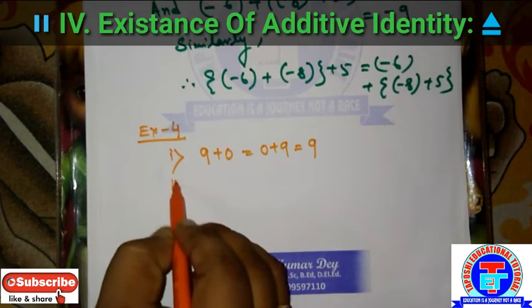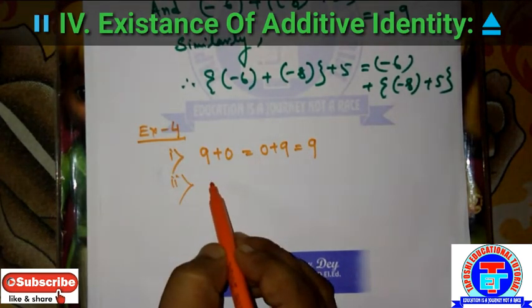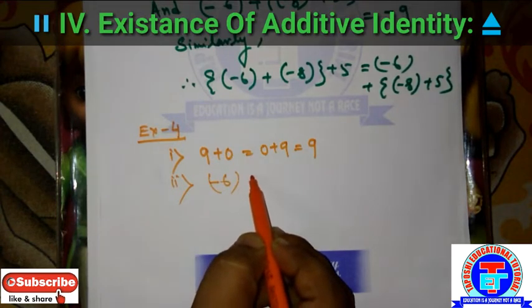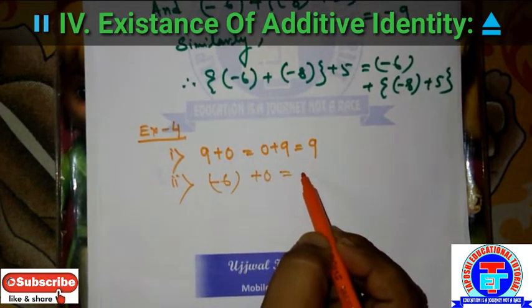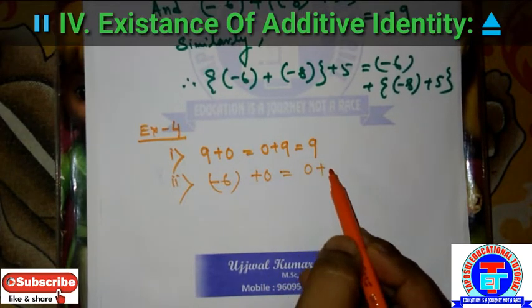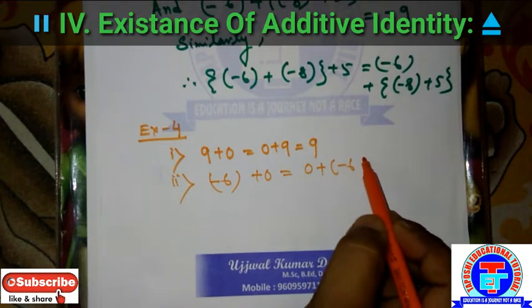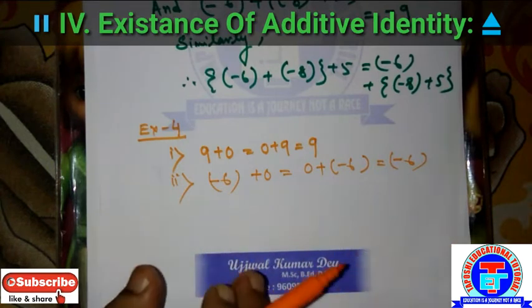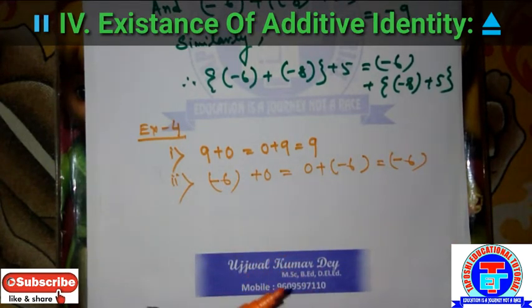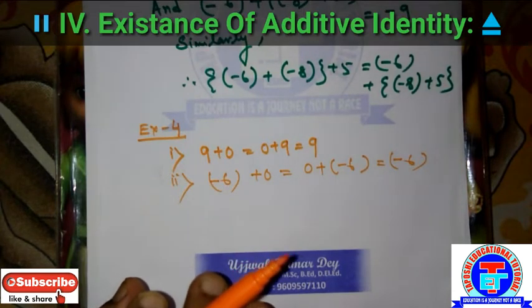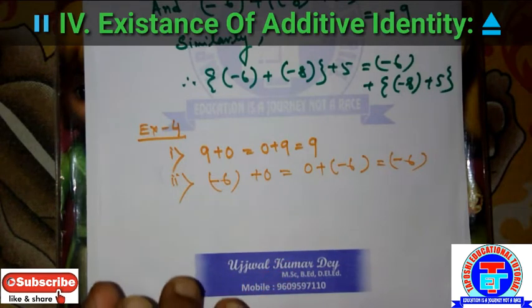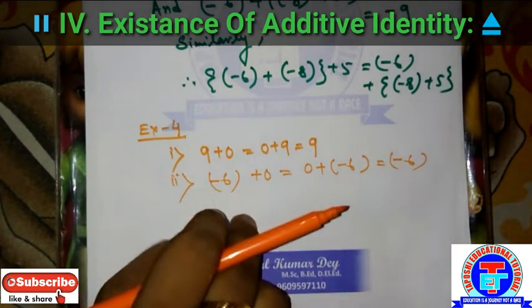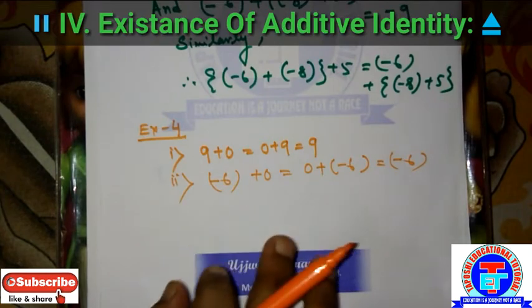Number 2, minus 6 plus 0 is equal to 0 plus minus 6 is equal to minus 6. Right. So this is the existence of additive identity. So that means the addition of integers follows this existence of additive identity rule. I hope you clearly understand this portion, right, student?